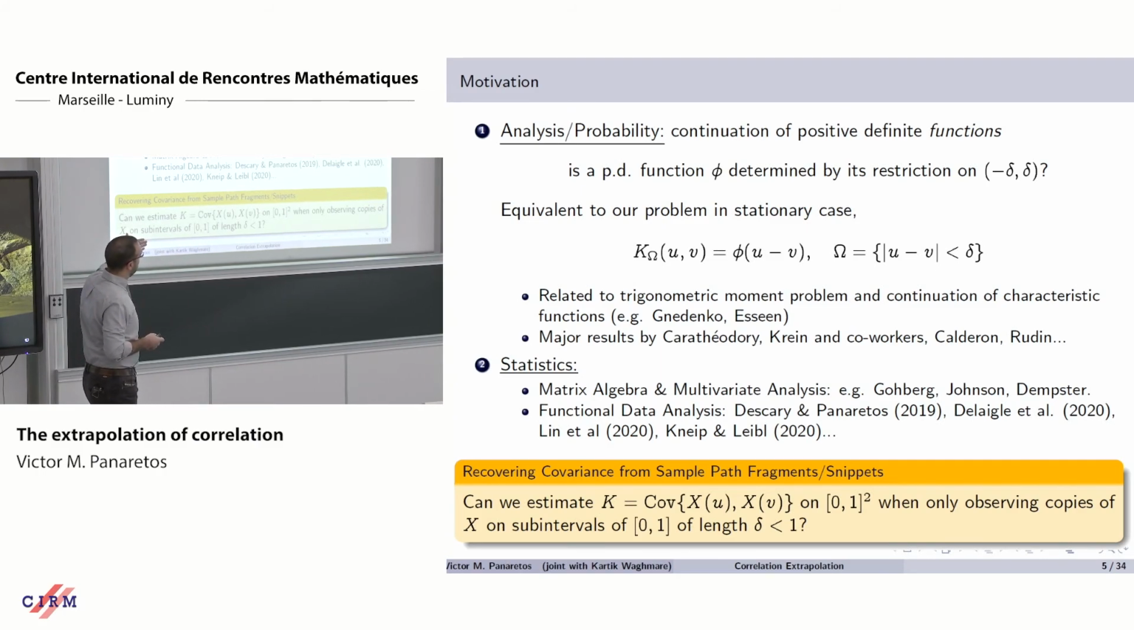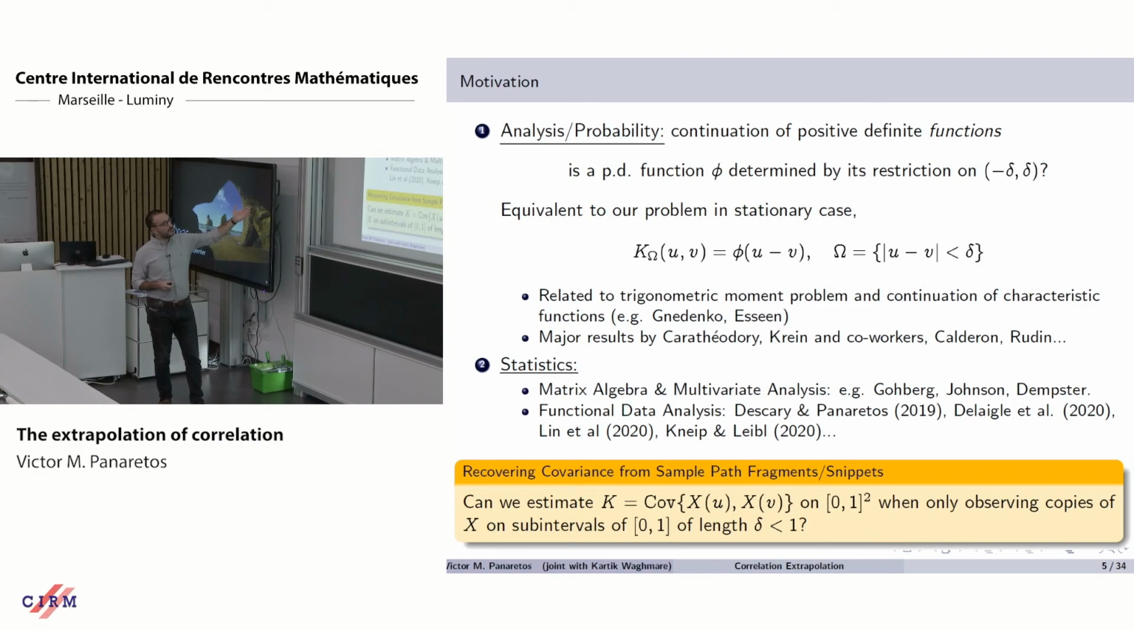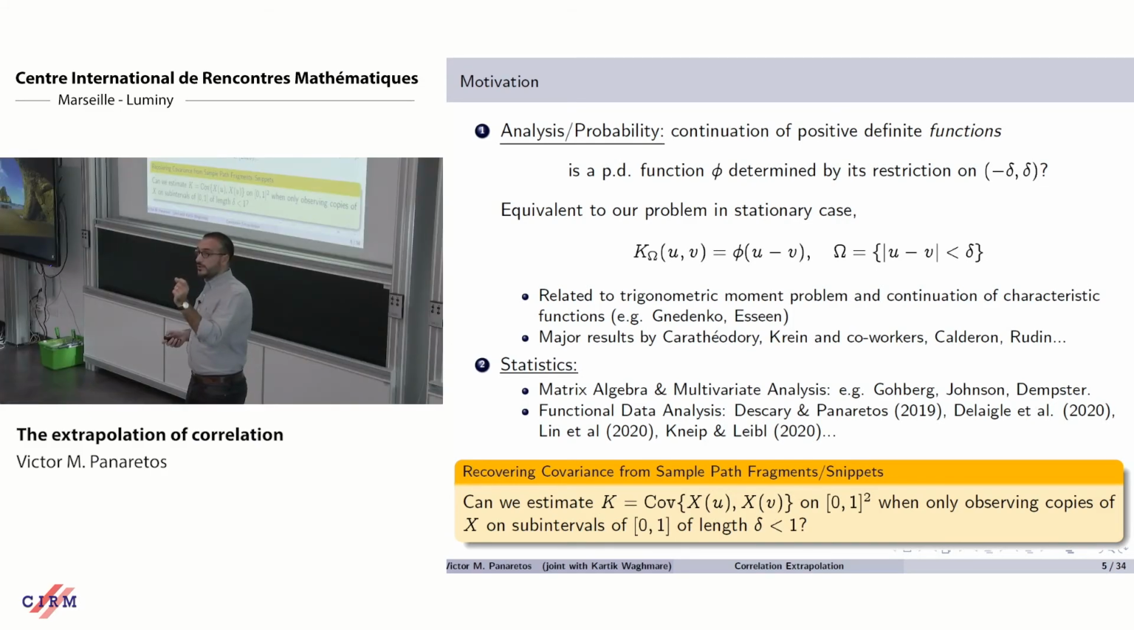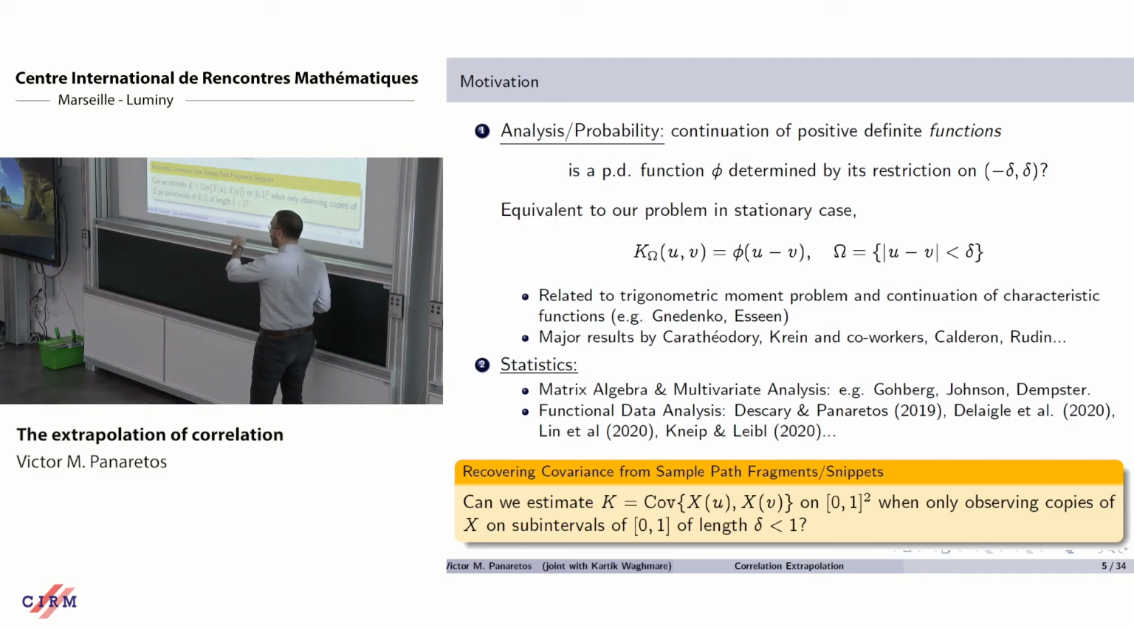And how did I come to this problem? I came to this problem through functional data analysis, where we don't necessarily want to restrict attention to a stationary process and a stationary covariance. And we ask the following question. Imagine that there is a process X. So a priori, there's a covariance on [0,1] squared that corresponds to a process X. And I am able to observe many realizations of X, but censored, in the sense that I can only observe them on some subintervals of [0,1]. What can I say in terms of inference about the whole covariance?